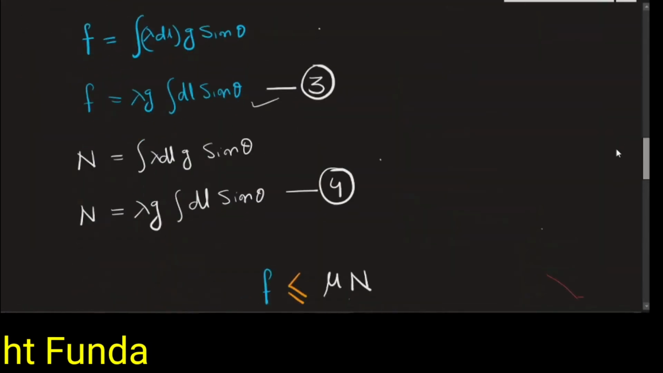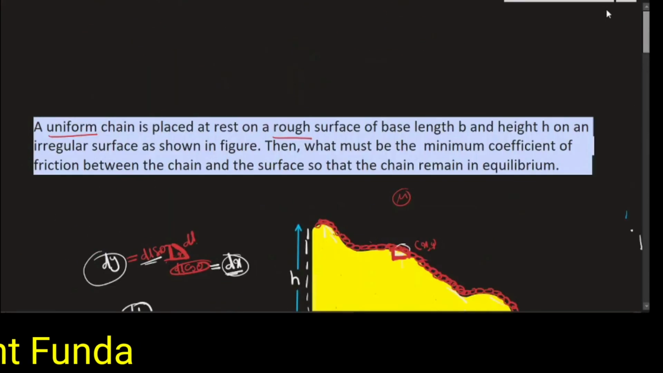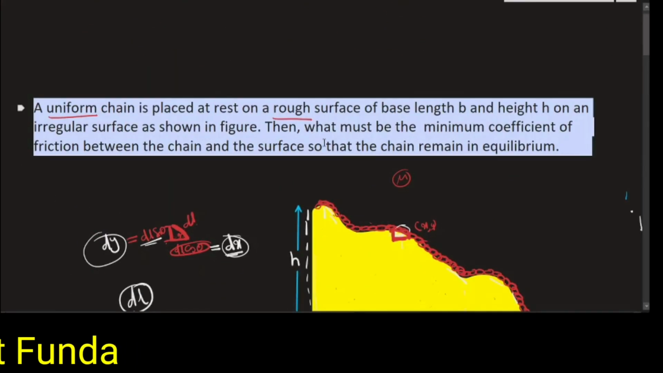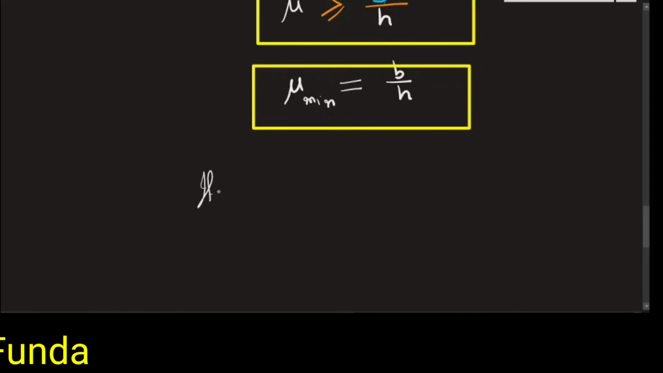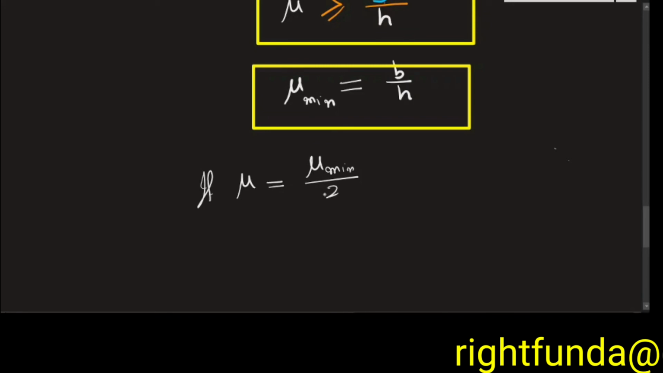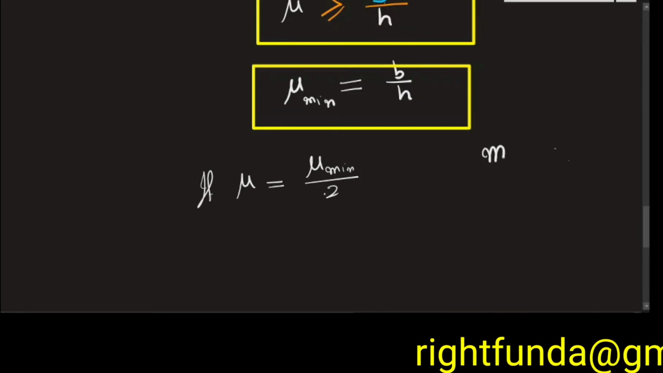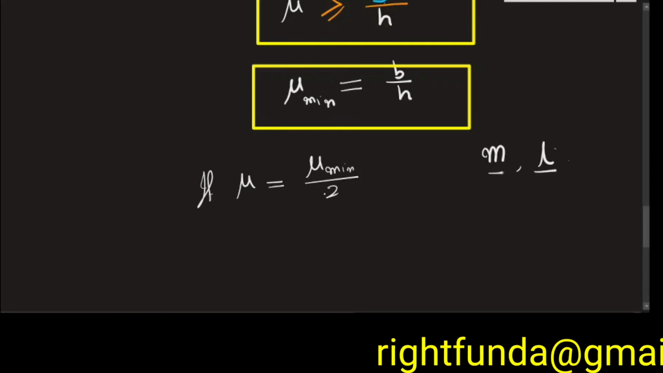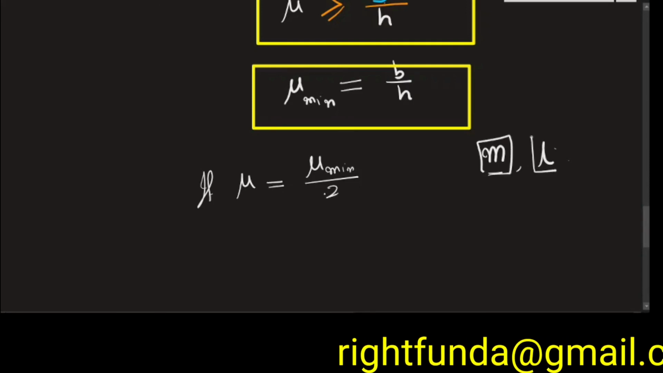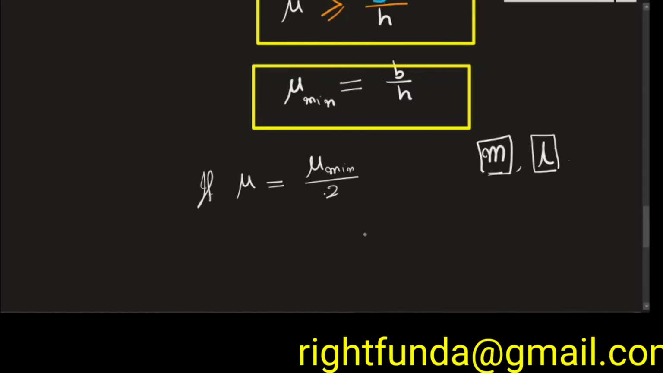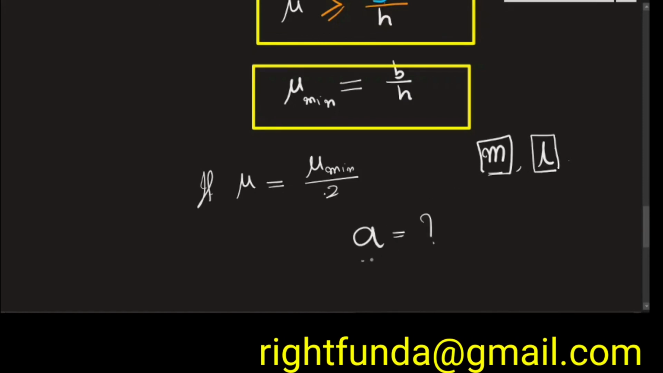Now I'll give a homework for this. You solve it yourself. After you understand the method of how to solve this one, you extend the problem. It asks for the minimum coefficient of friction. If mu is equal to half of the mu minimum that you calculated, then definitely it is lesser than this value and the chain will slide down. So the question is: if mu is lesser than this, equal to mu naught by 2, and the mass of the chain is M and the length of the chain is L, and it is a uniform chain, find out with what acceleration the chain will slide down.